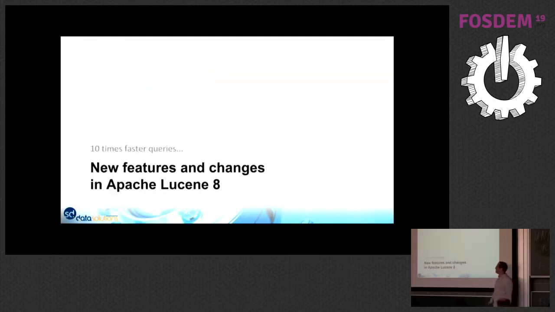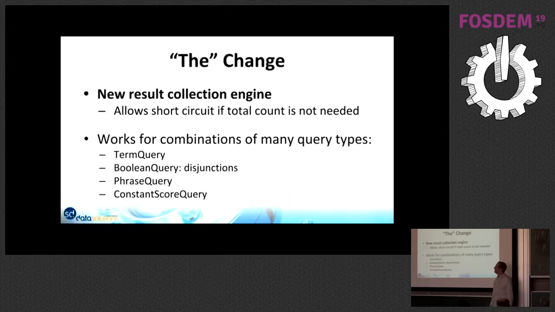Okay, the first thing is what will change in Lucene. So here you see already there's something with 10 times faster queries, and indeed that's really happening, because the most important change is that Lucene got somehow a new result collection engine. So when it executes a query, the way the results are collected was changed. So you can short circuit the search.